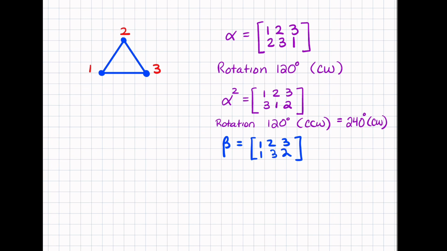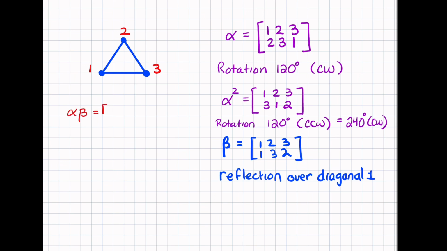So now beta is the permutation 1, 3, 2, and it fixes the number 1. And this would indicate for us a reflection over the diagonal 1, that is the diagonal that goes through the point 1, the fixed point. And that exchanges 2 and 3 through a reflection.